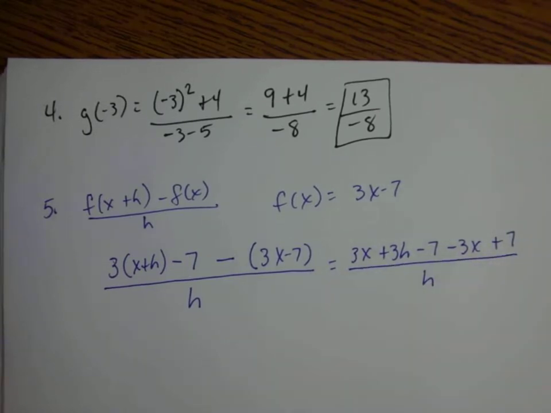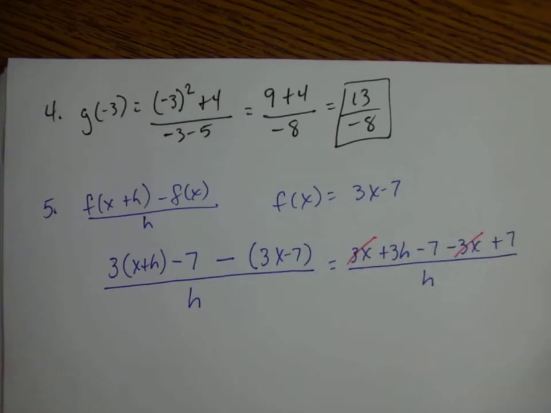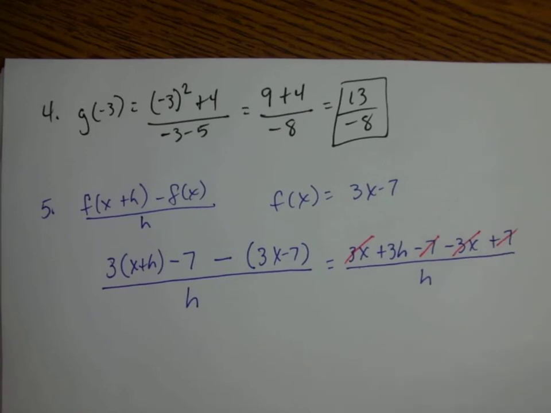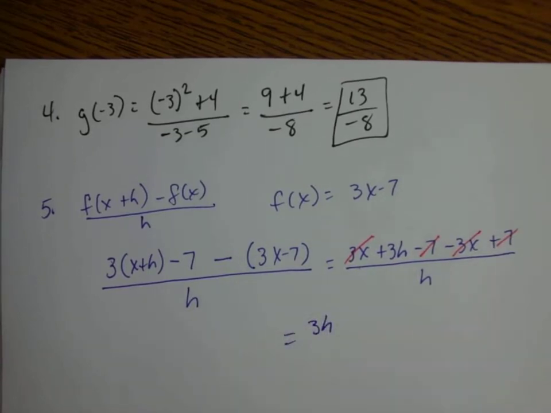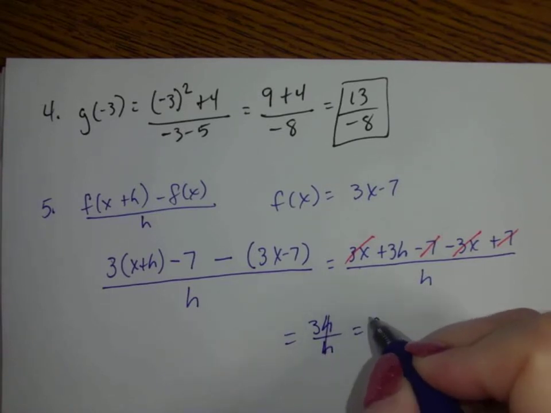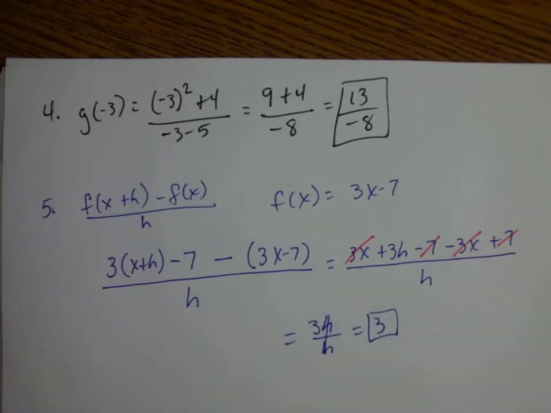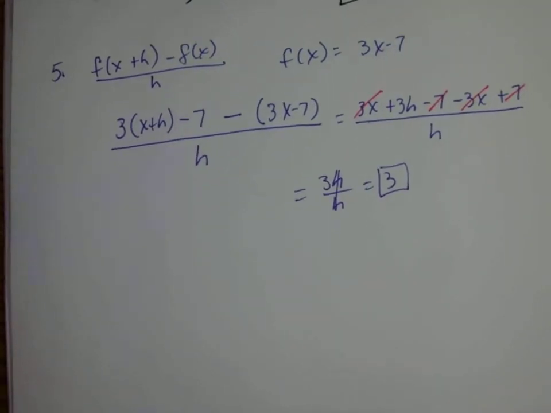h. Now on this, we're going to look to see if anything cancels. We have 3x and -3x and -7 plus 7. That'll leave us with 3h on our top divided by h. The h's will cancel and we're left with 3. So that's simpler than some of the examples we did in class.